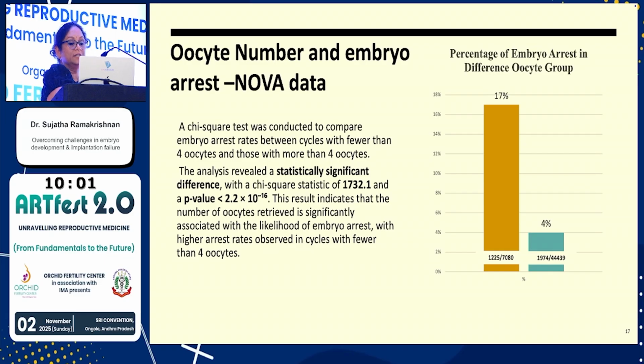We also looked at the women where we retrieved less than 4 oocytes and compared it to women where the number of oocytes retrieved was more than 4. Again, we looked at some 50,000 cycles from the last 2-3 years. And as you see here, the percentage of embryo arrest in poor prognosis women, where we retrieve less than 4 oocytes, is 17%. And then in women where we retrieve more than 4 oocytes, it is significantly lower. All this data is statistically significant.